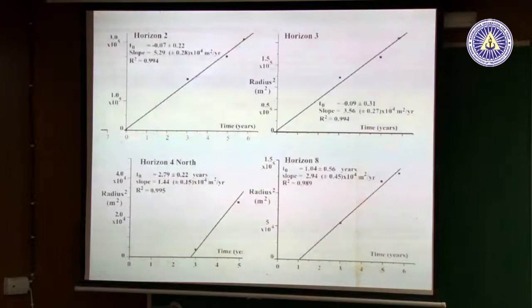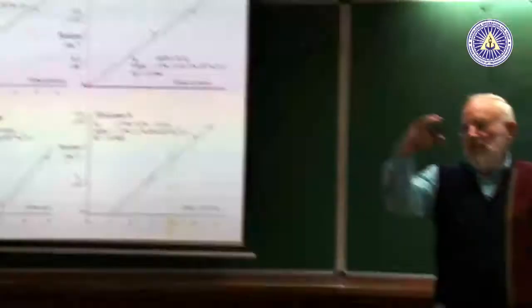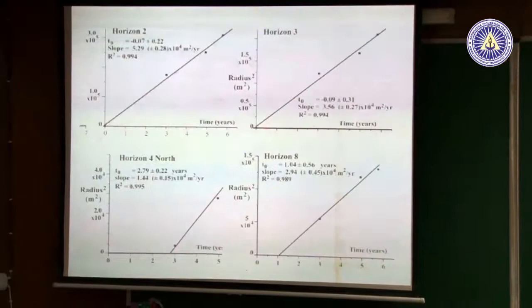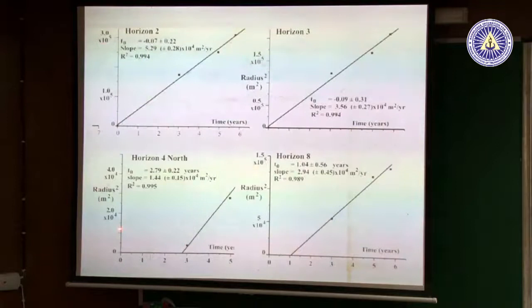This is time in years since the initiation, and we see in horizon 2 it started almost immediately. So it went up to horizon 1, it leaked almost immediately, came up to horizon 2, and then it spread a lot. Horizon 3, almost the same thing. Horizon 4 north, which is out of the blackboard or screen, we only have two data points, pretty easy to put a straight line through two data points.